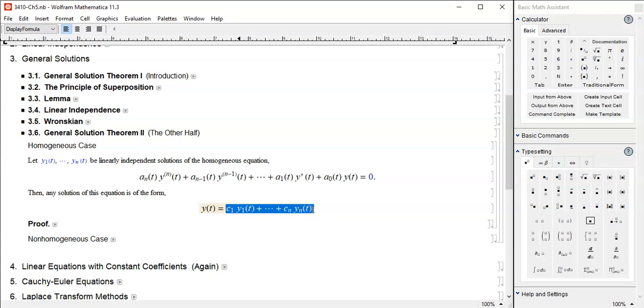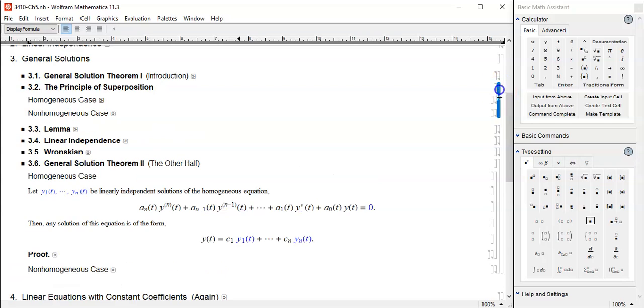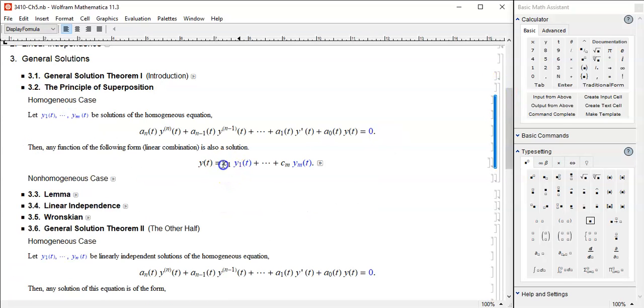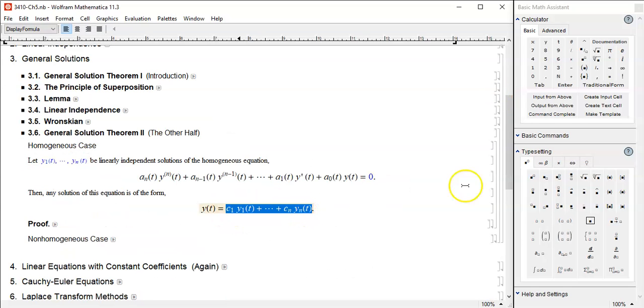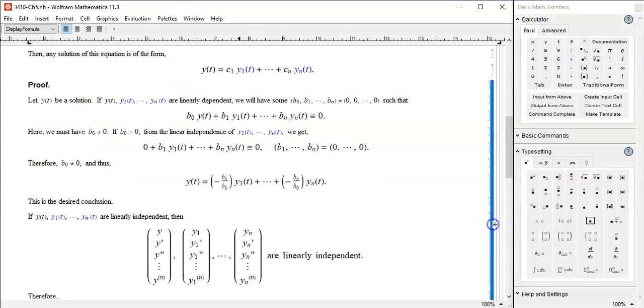Okay. We know this form is a solution. Now, is every solution of this form? This form is a solution. We did it in the principle of superposition here. Okay, this form is a solution. Now, is every solution of this form? Let's prove that.